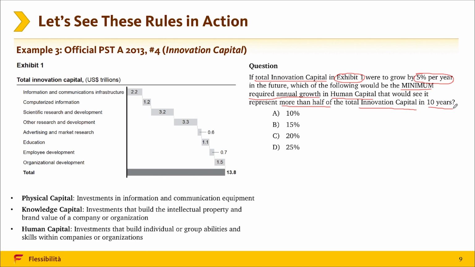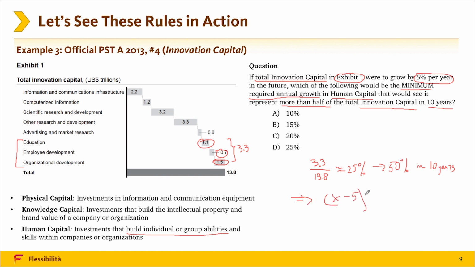So from reading the text, we learned what human capital is and learned that we'll need to sum up three numbers: 1.1, 0.7 and 1.5. So total human capital right now is 3.3. So we know that right now human capital is about 25% of total innovation capital. And this number needs to double in 10 years. Therefore, by the rule of 72 for shares, we know that (x minus 5) times 10 roughly equals 72. Hence, x minus 5 roughly equals 7.2 and x is about 12.2. And here our answer is B.